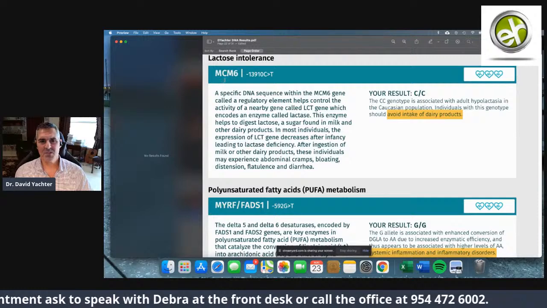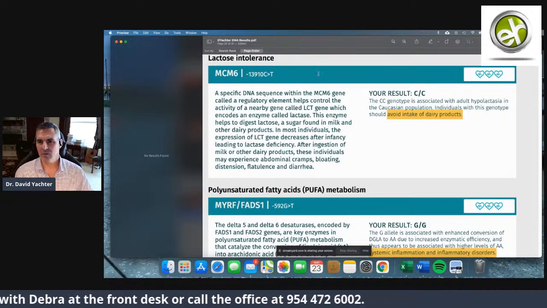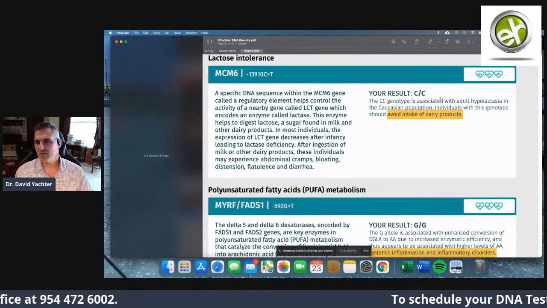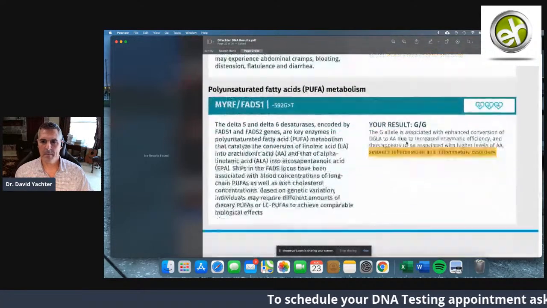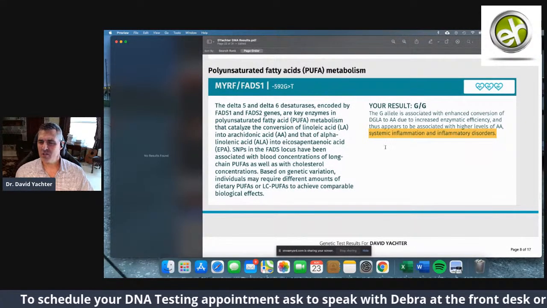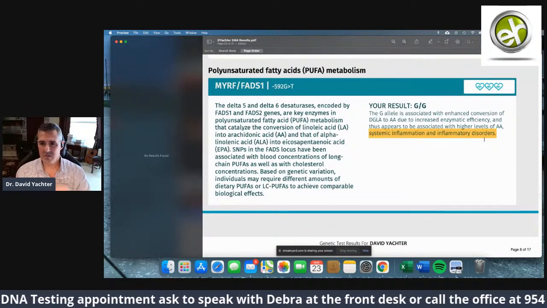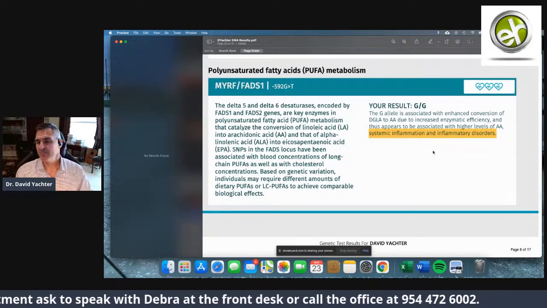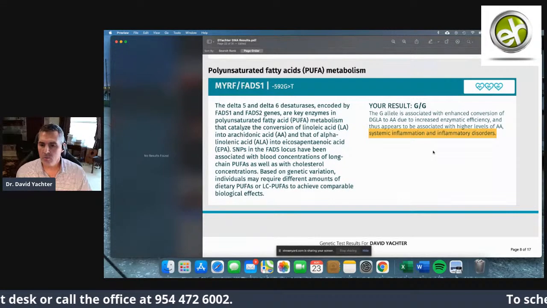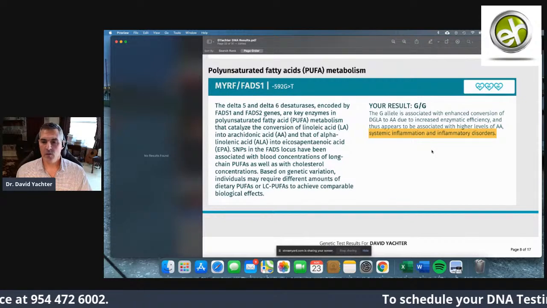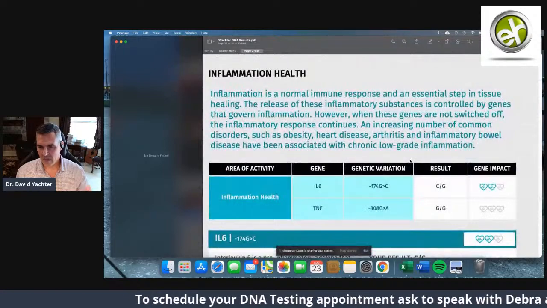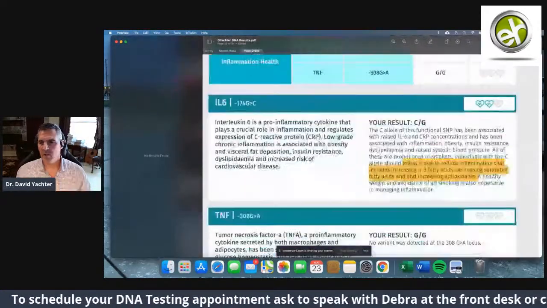Here's an individual who has the MCM6 lactose intolerance gene. And there it is right there: 3 hearts telling you the highest risk profile. Avoid intake of dairy products. Here's the MYRF FADS1 gene, showing systemic inflammation, inflammatory disorders, high risk for that. So this would be a good indication to make sure that you're getting lots of turmeric, the ultraplex curcumin, that you make sure that you're fully supported every day, that you're taking that type of supplement to manage inflammation, because that type of individual is going to be at a much higher risk for that.